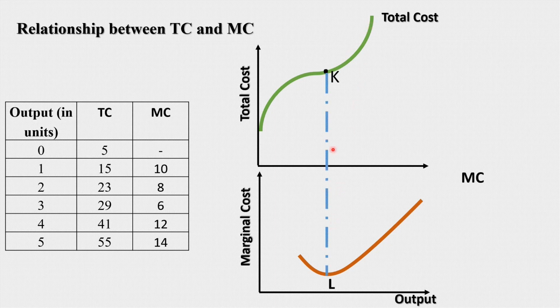In the lower panel, on the marginal cost curve, we can see there is a point L. At this point, the marginal cost is at its minimum position. So the point from which total cost changes its rate of increase, marginal cost is at its minimum position. When the total cost starts increasing at an increasing rate, marginal cost also starts increasing.